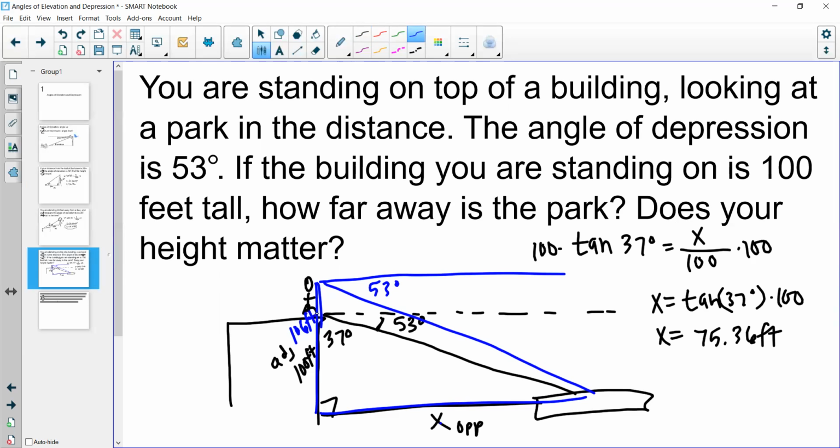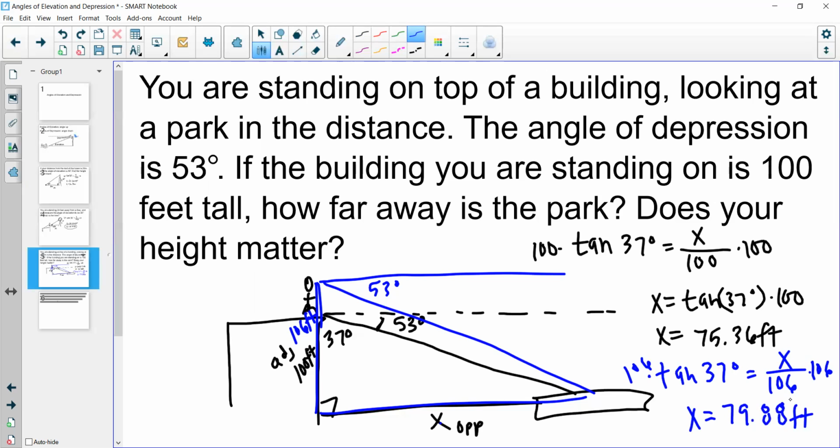So how does that affect our problem? Well, let's take a look. We're still going to use that same tangent of 37 degrees. But now it's going to be equal to x over 106. So how does that 6 feet affect it? Well, we can multiply by 106 on both sides and solve for x, and we end up getting x is equal to 106 times the tangent of 37, which is equal to 79.88 feet.